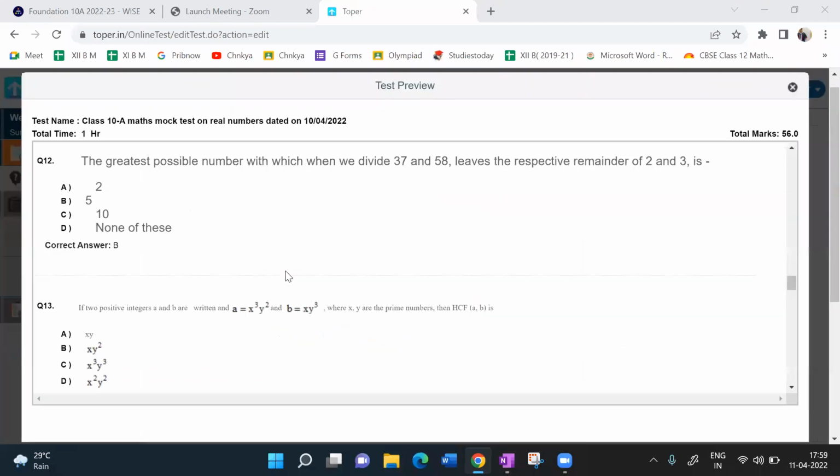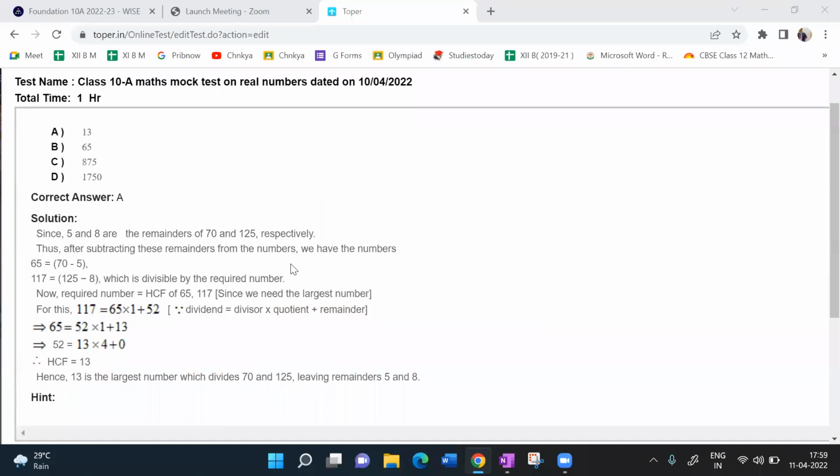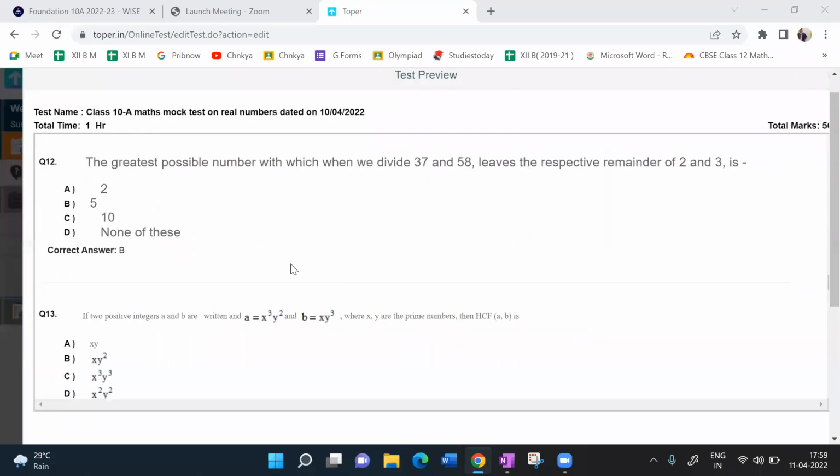Yeah, this question we have solved. The previous question which we solved, this one we already solved. Okay, I repeated it again, no problem.